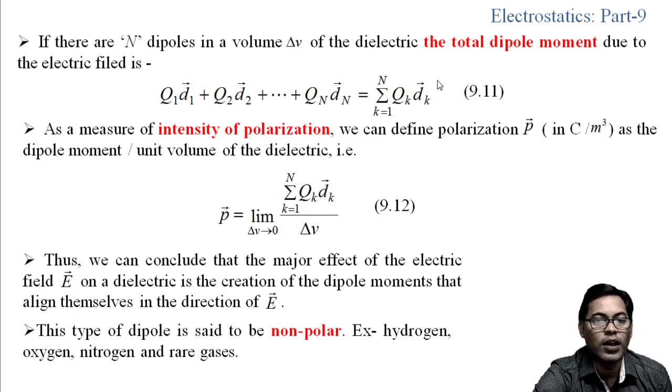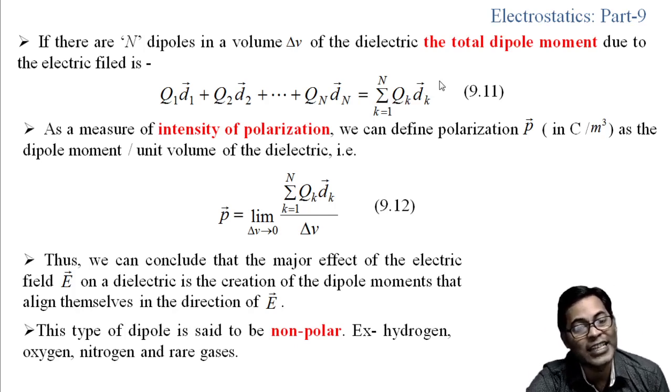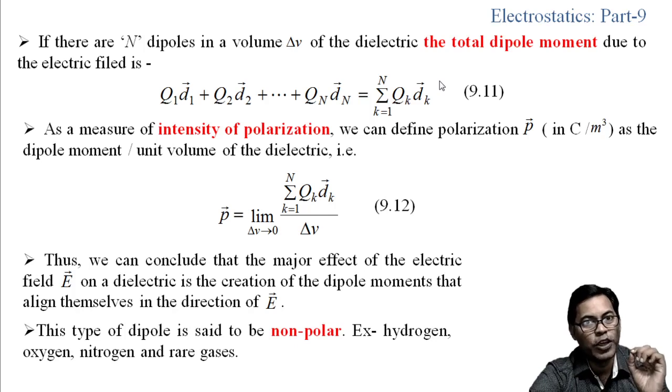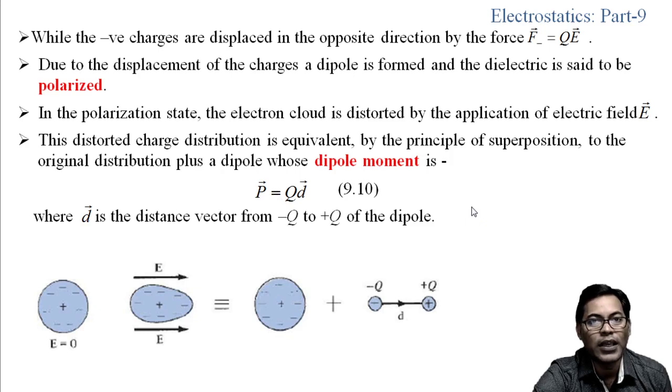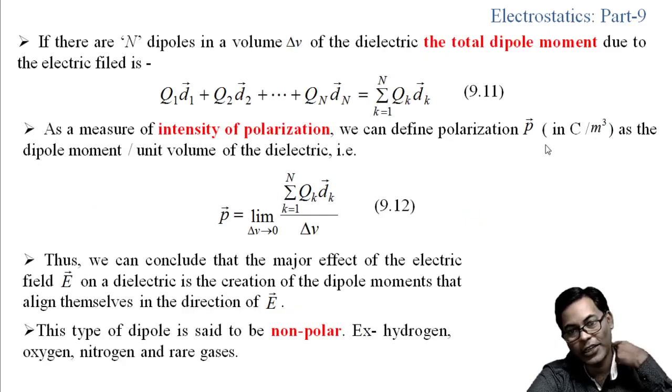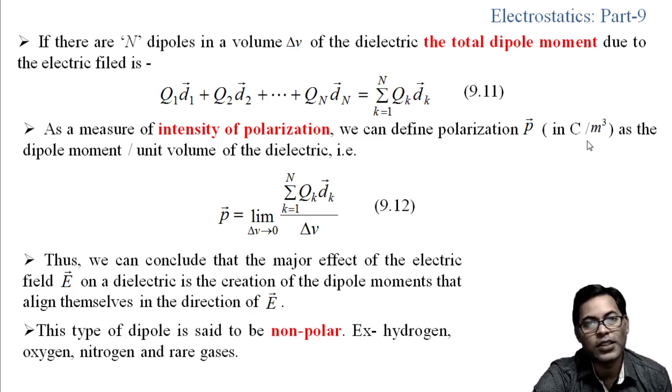Now from this formula 9.11 we can also find out the intensity of polarization. That means if we consider the unit volume, what will be the dipole moment at that particular unit volume, that we can find out, that is the intensity of polarization. And we can define the intensity of polarization by the small p. The total dipole moment is defined by the capital P, but the intensity of polarization is defined by the small p, and the unit is coulomb per meter cube, and that is the dipole moment per unit volume. And you can see that p equals the total dipole moment divided by ΔV.